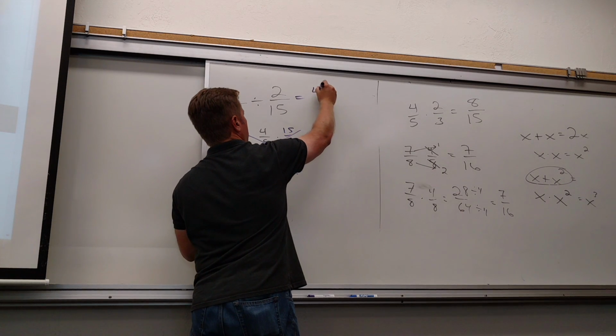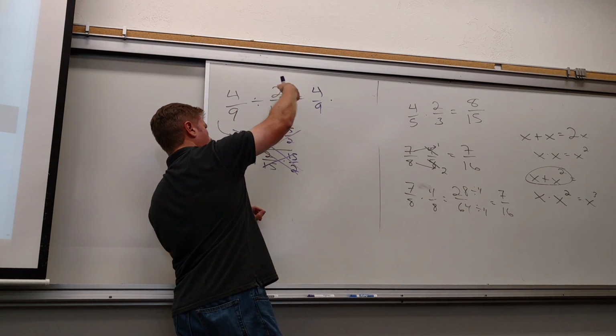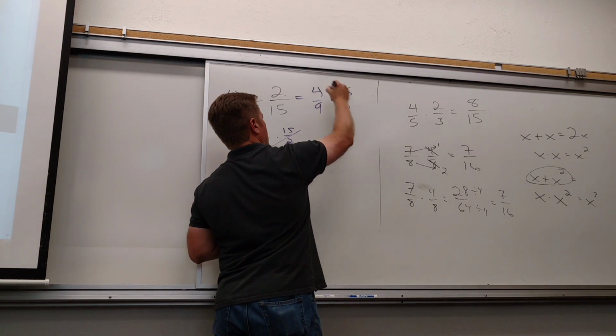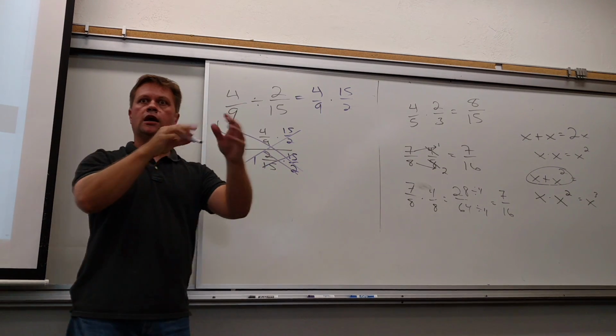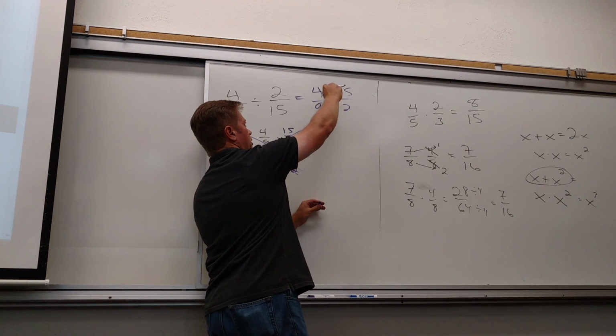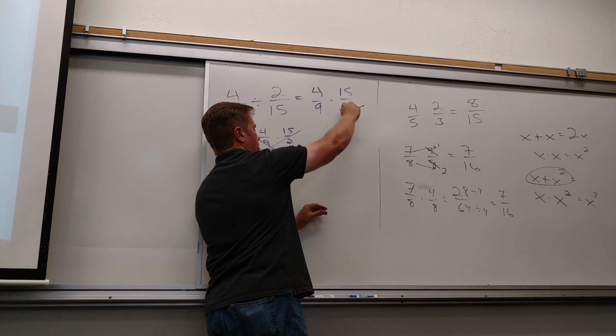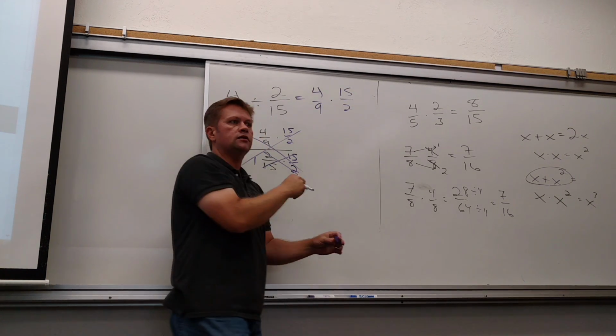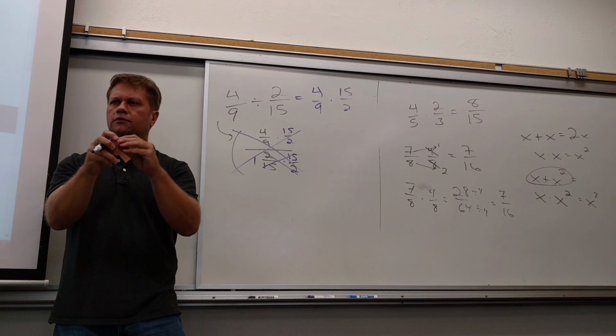So what this becomes, so don't do this, please dear God, do not do that. But this is 4/9 times, and then I can attack it. I can reduce now, right? Remember, it's got to be something on the top that can reduce with something on the bottom. You can never reduce across because you're not dividing across, right?